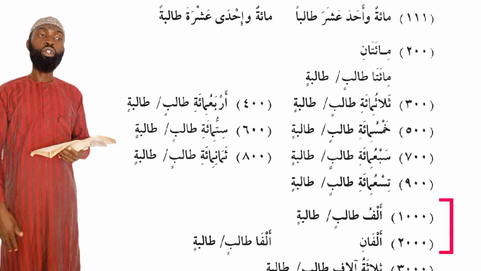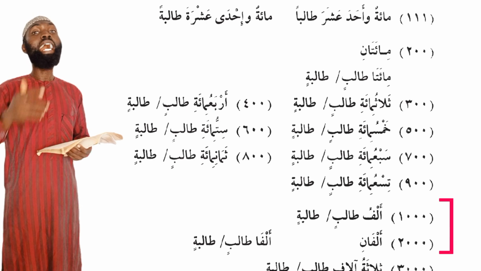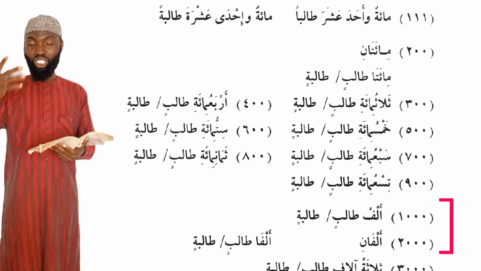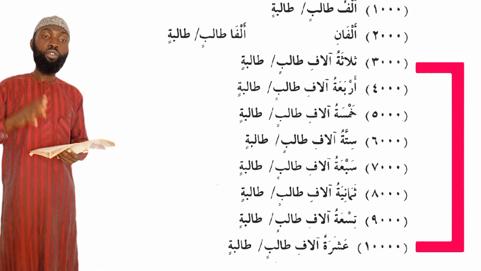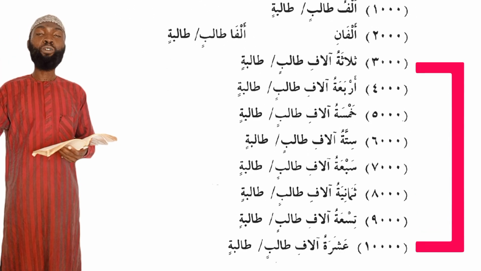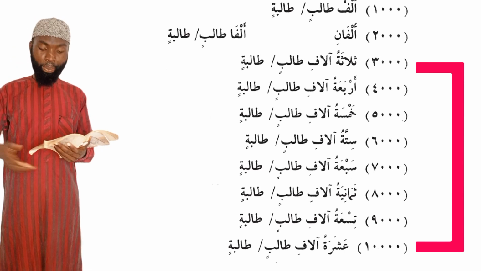That is 2,000. So for 2,000 students, it will be alfa talibin, alfa talibatin. MashaAllah. If you jot this down so you are following, when we finish you can revise it again and you see that it becomes easy as it will stick into your brain.